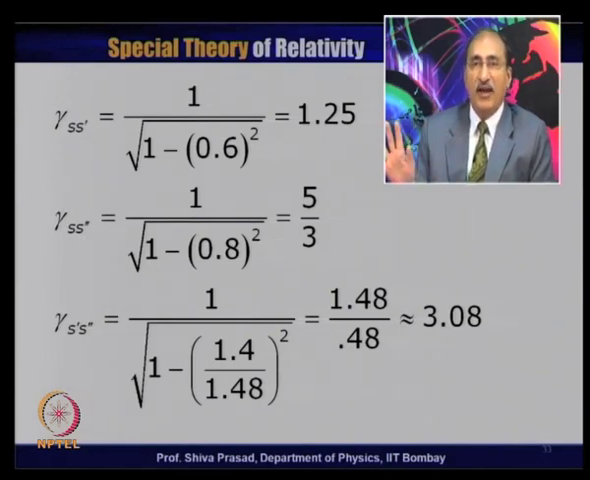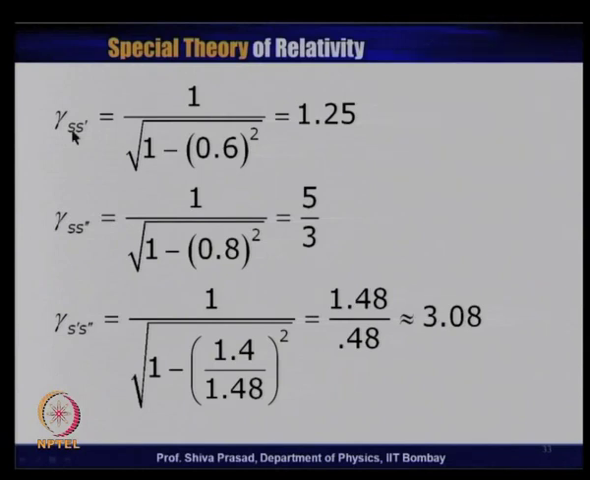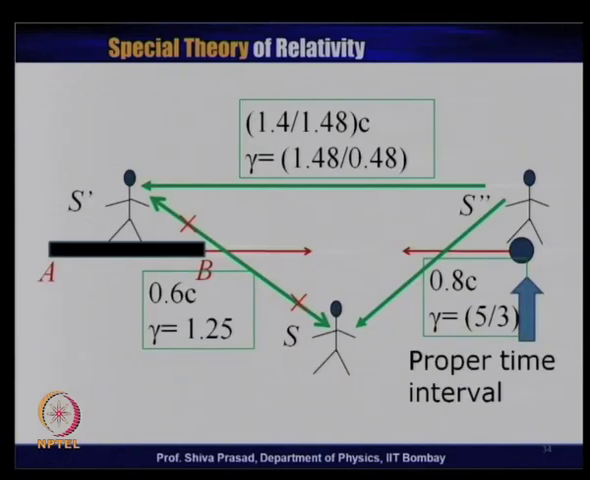Now, all we have to do is to apply the simple time dilation formula. I come back to the picture here. Relative velocity between these two was 0.6c. Between these two was 0.8c, between these two was 1.4 divided by 1.48c, that is what we calculated. Using this relative velocity, I got gamma, which was this 1.48 divided by 0.48. Using this relative velocity, I got a value of gamma, which was 1.25. Using this relative velocity, which is 0.8c, I got gamma equal to 5 by 3.